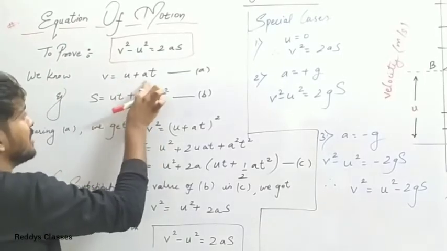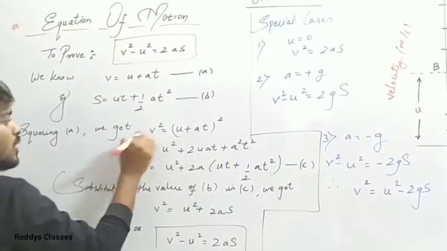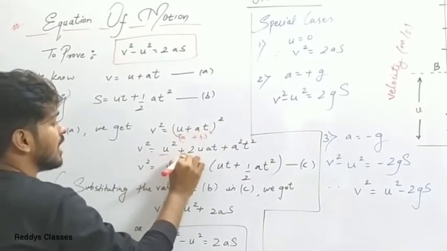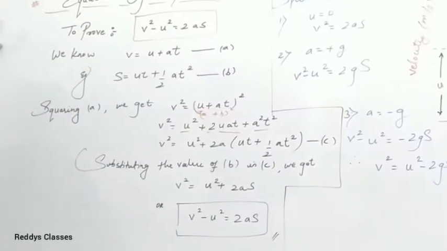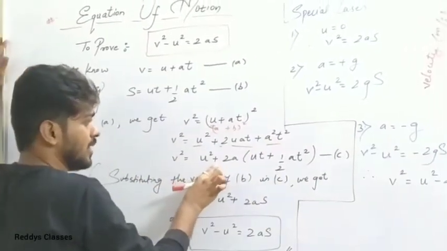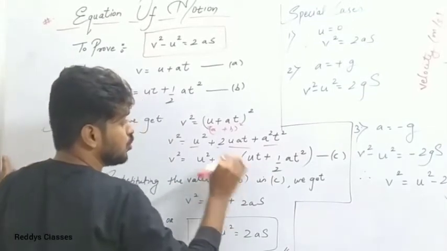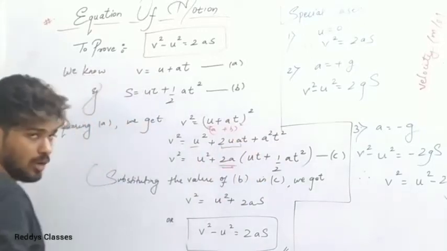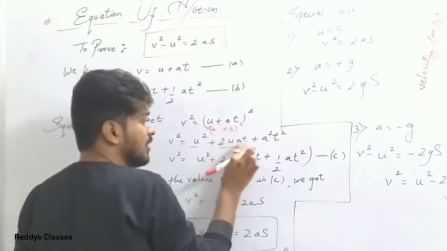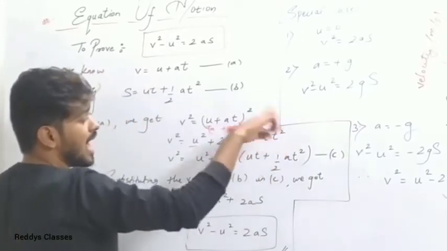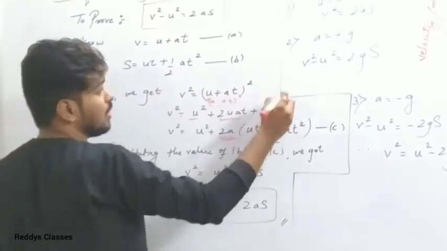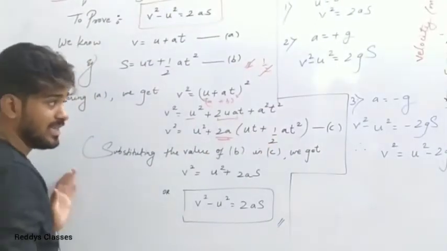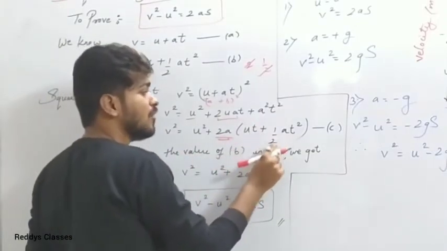We get V square is equal to U plus AT the whole square. Now A plus B the whole square is A square plus 2AB plus B square. So I get some values here. Now V square is equal to U square plus, taking 2A common, 2A times UT plus C. There was no half here, so I had to put it in, so that 2 into half, the 2 gets cancelled and what remains is A square T square. That's why. So after taking A out, what do I get? UT plus half AT square.